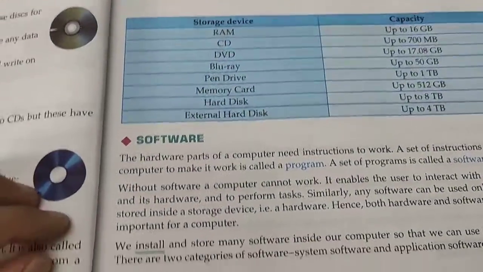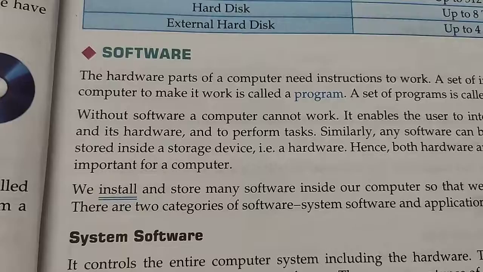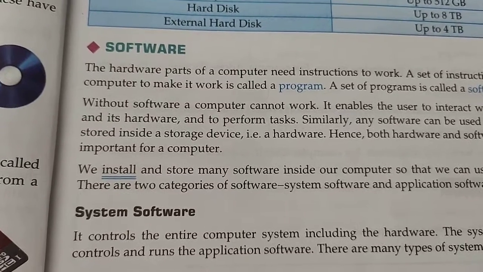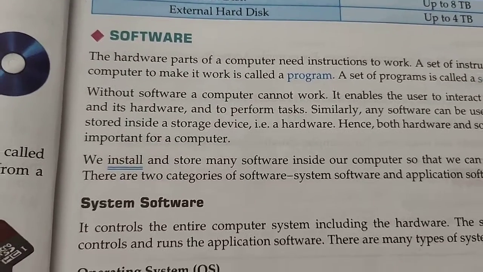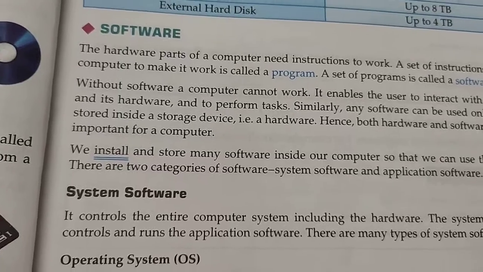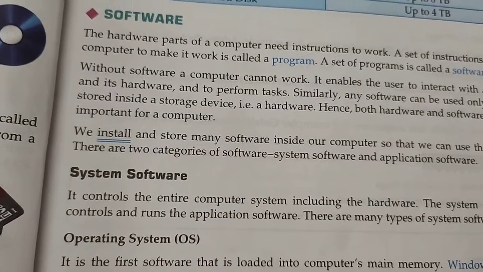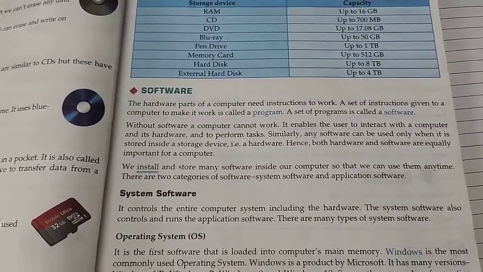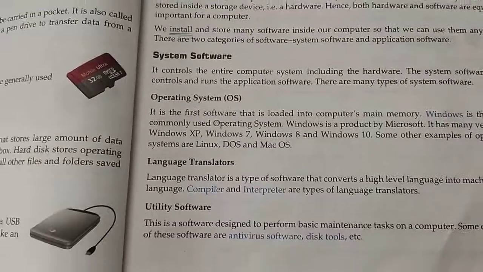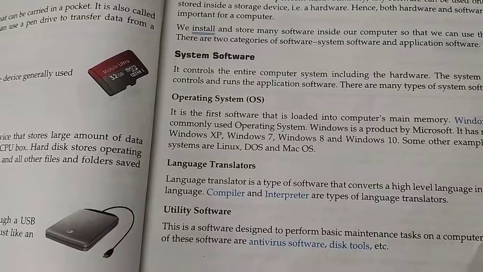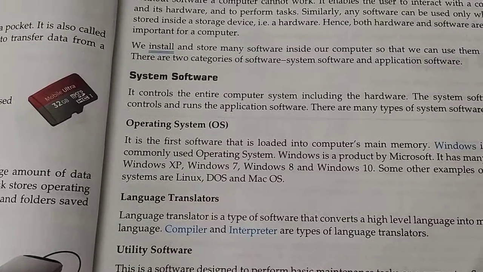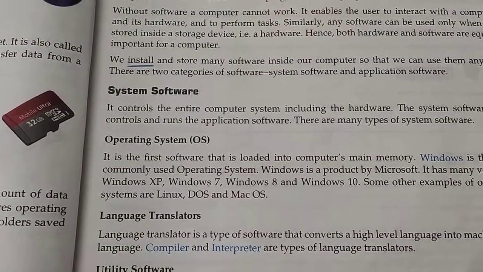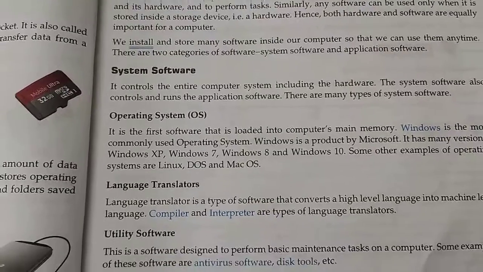Now comes the software part. Software has two parts. Software is the main program of the computer. There are two types of software, system software and application software. System software is the operating system of the computer, like Windows 7, Microsoft, all of these are system software on which the computer operates.